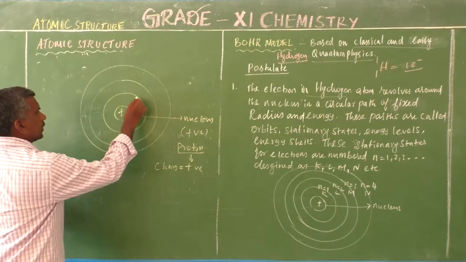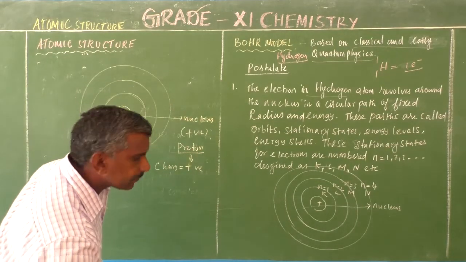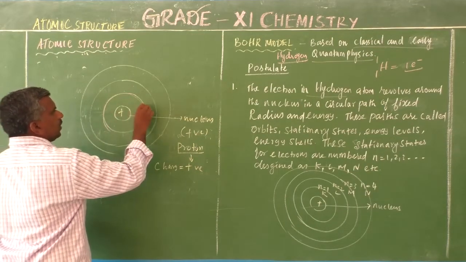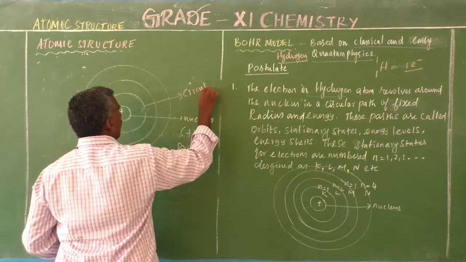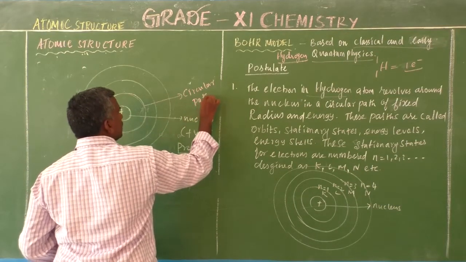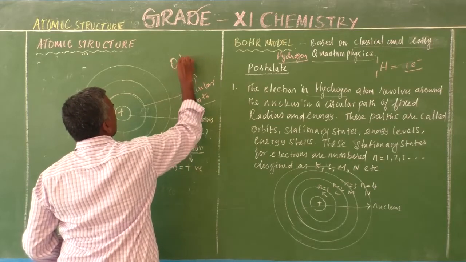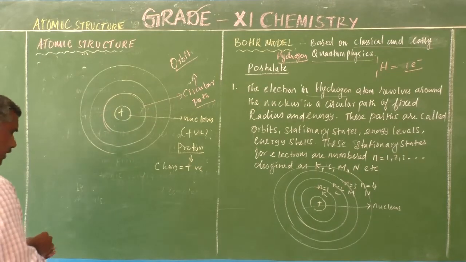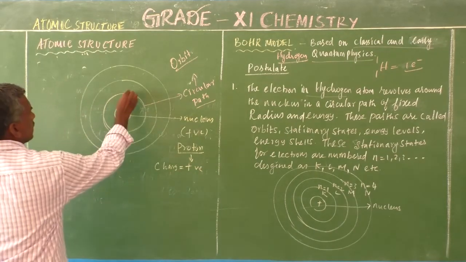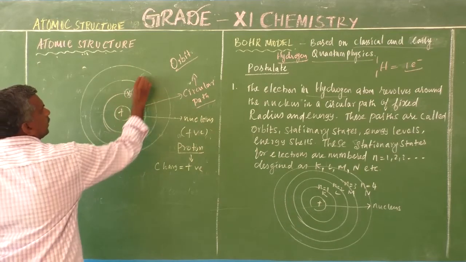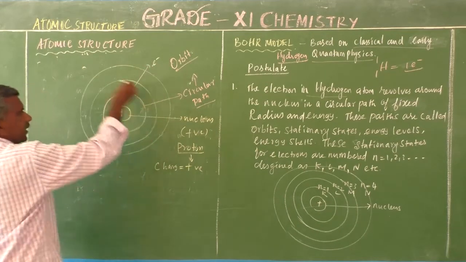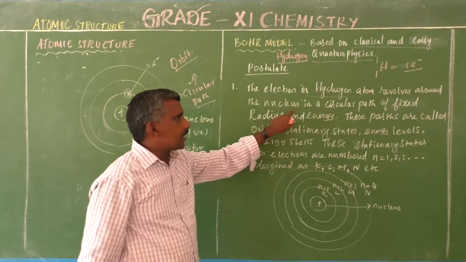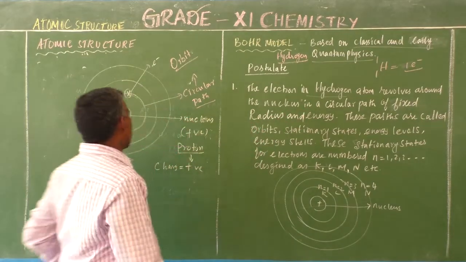This circular path is called an orbit. In this orbit, the electron revolves around the nucleus. The electron in the hydrogen atom revolves around the nucleus in a circular path of fixed radius.